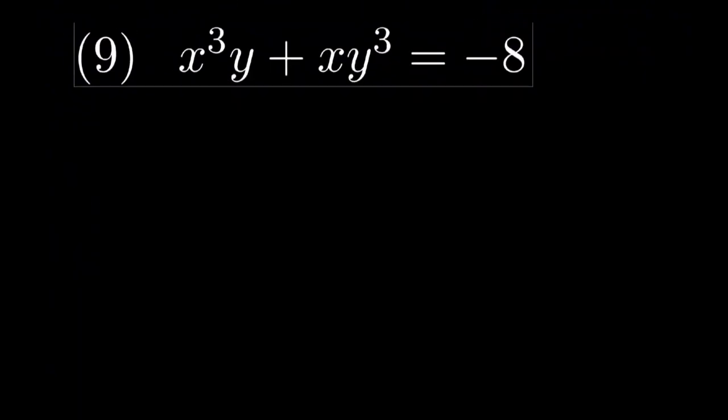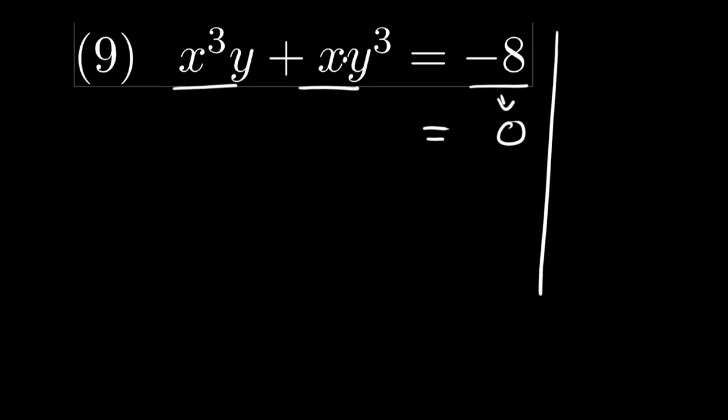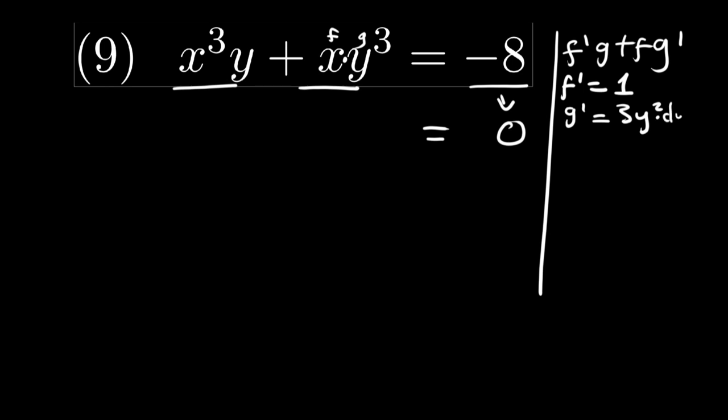Now for question number 9, we will solve this question by using implicit differentiation. So we'll start off by finding the derivative of each function. The derivative of negative 8 is 0. And for the derivative of this, we will use the product rule. So what does the product rule say? It says that f dash g added by f g dash is the derivative. So now here we have f as x and g as y. So let us find f dash. Our f dash will be 1, because the derivative of x is 1. And our g dash will be 3y squared multiplied by dy over dx.